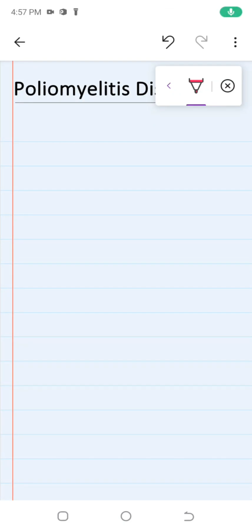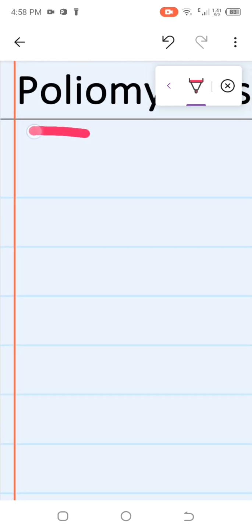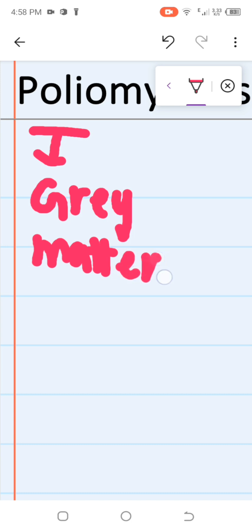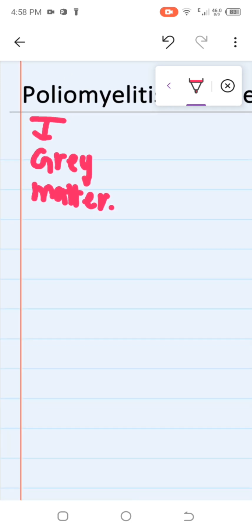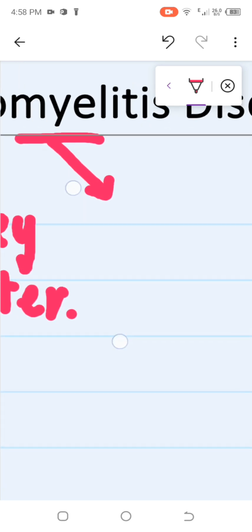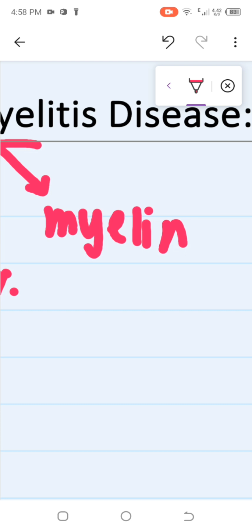Here we are going to discuss poliomyelitis disease. The word polio basically means the gray matter. This gray matter is present in our spinal cord and in the brain too. And the word myelo means myelin sheath.